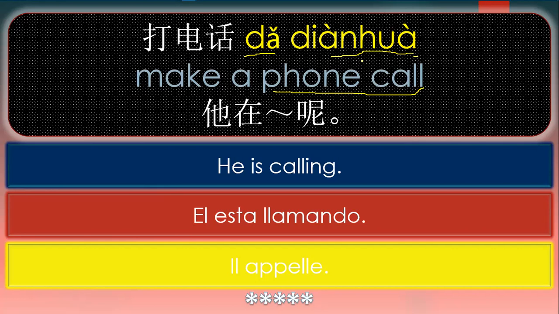Very good. Okay. So now let's split that a little bit further. All right. So we have hua. Hua here is words, or speech. Hua, speech or words. And then dian. Dian. That's electricity or electronic.